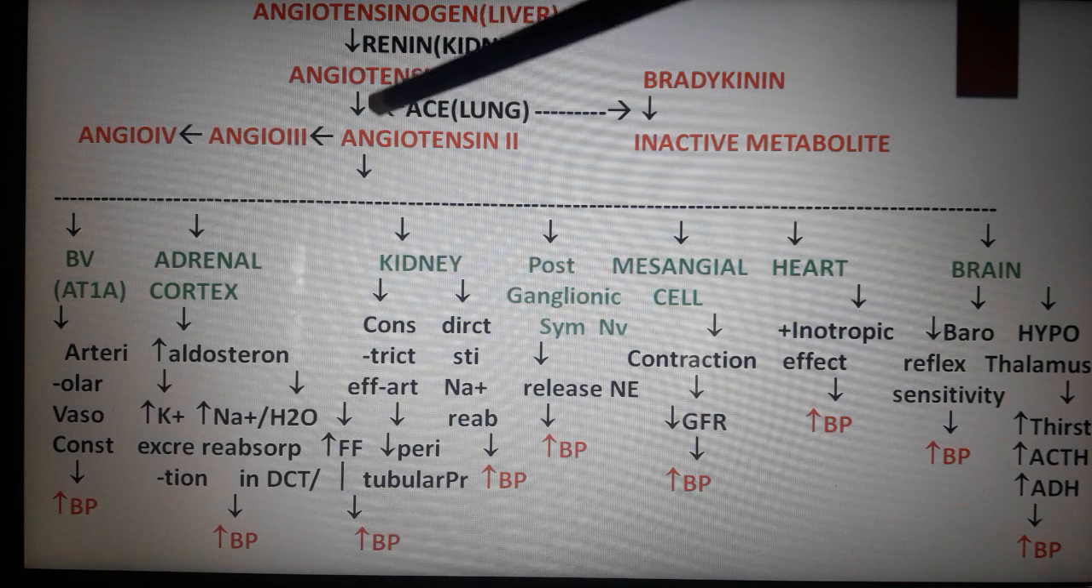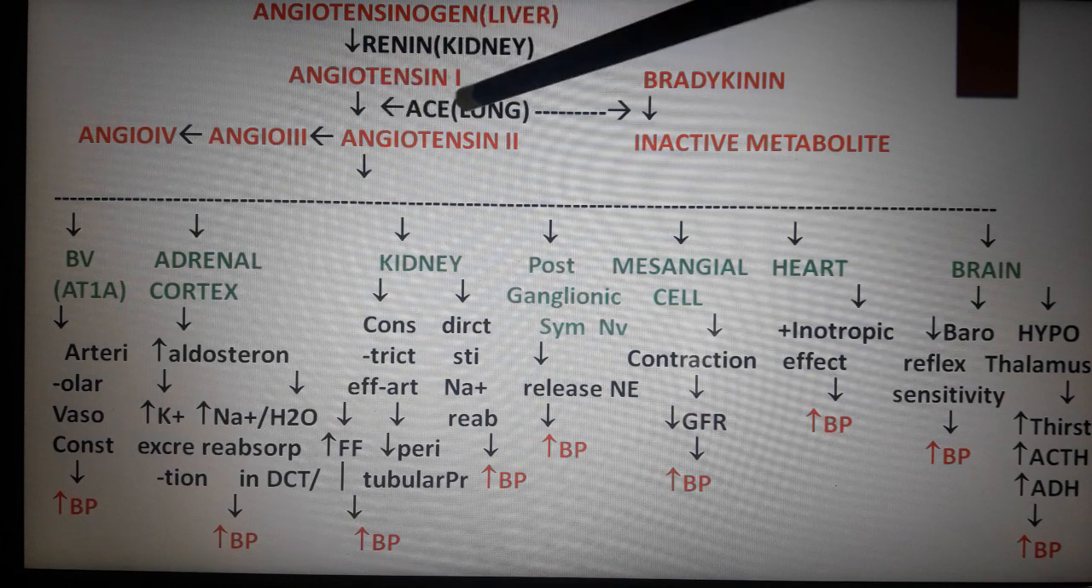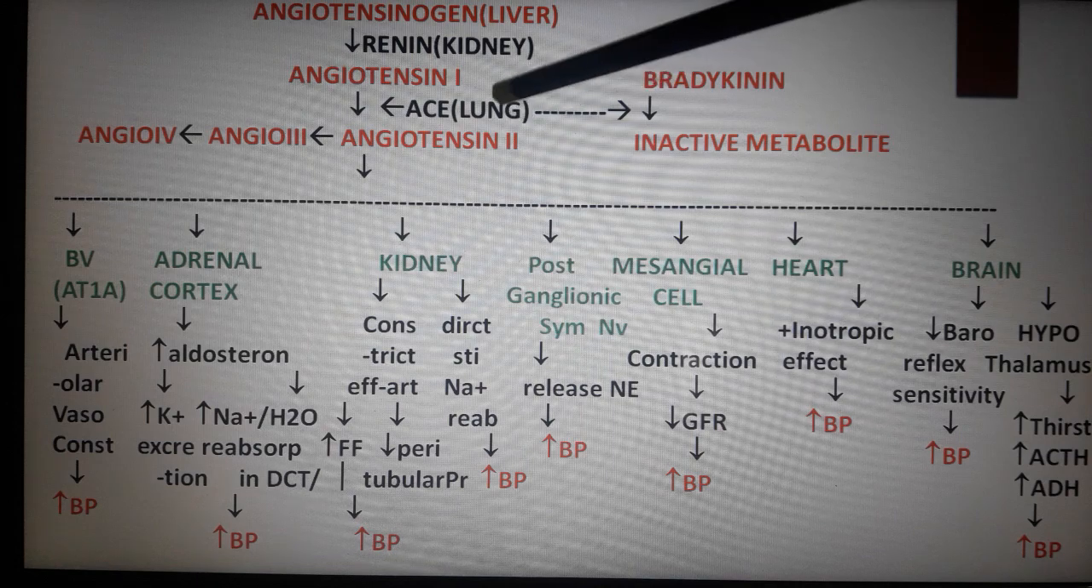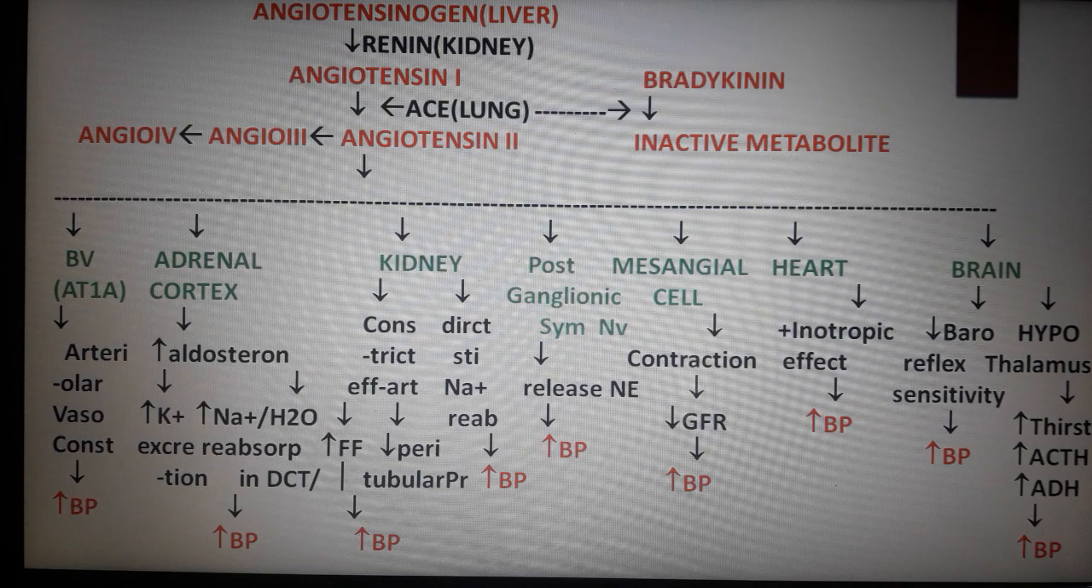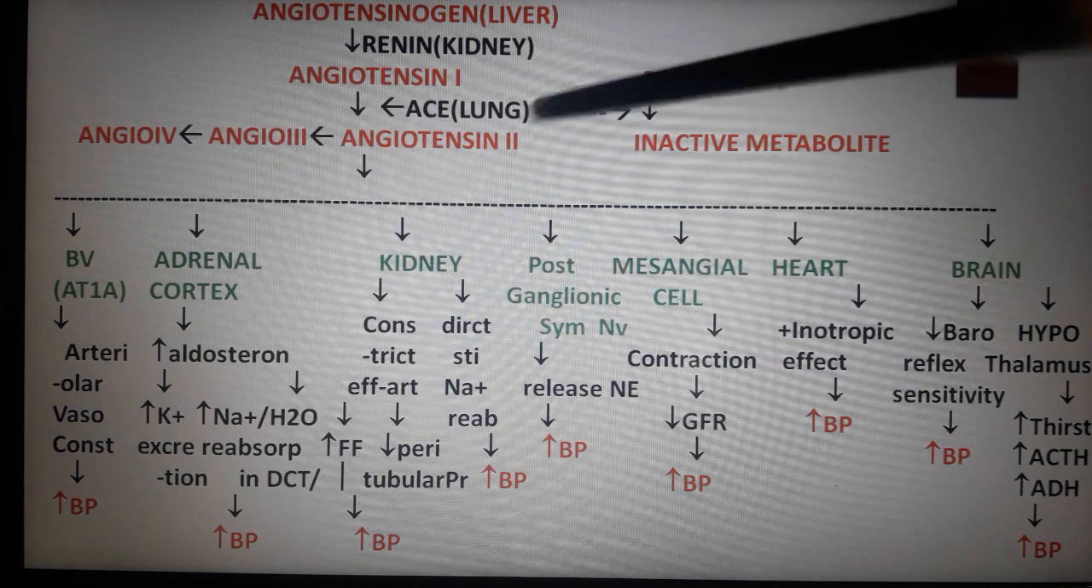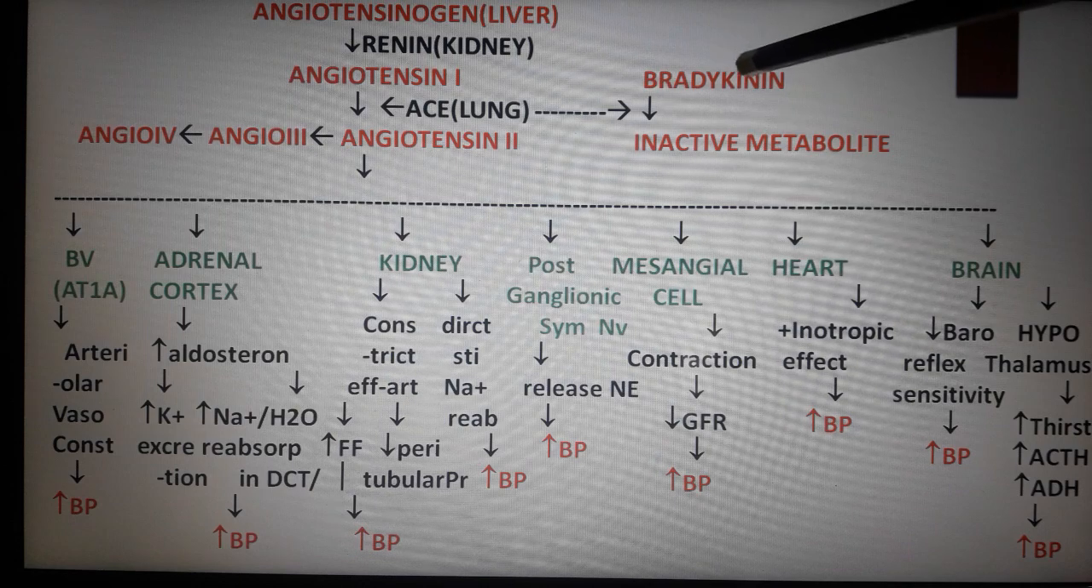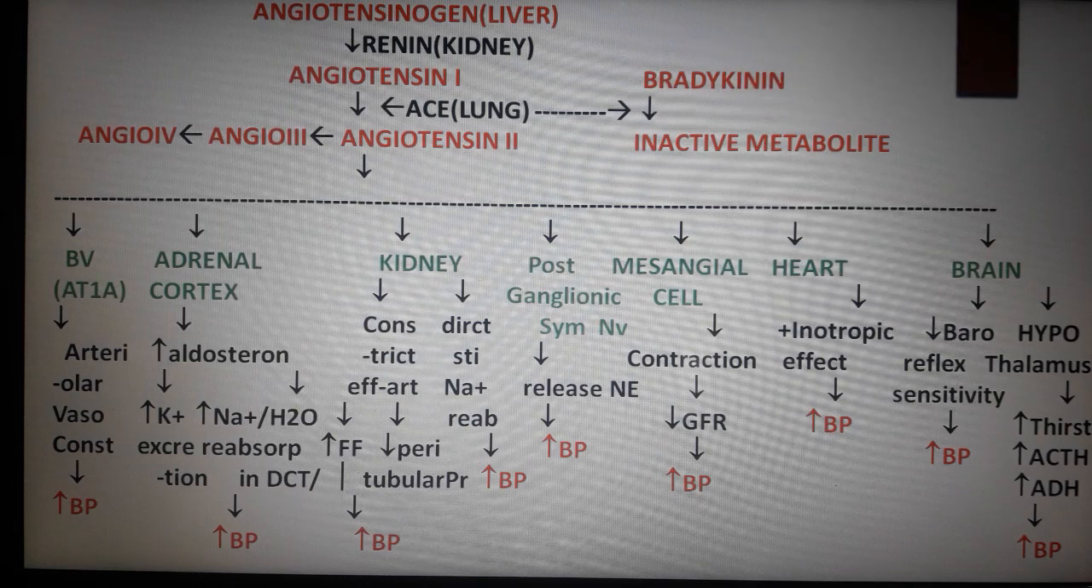Angiotensin 1 is then converted by the ACE, angiotensin converting enzyme, which is mostly produced in the lung endothelium, and conversion to angiotensin 2 occurs. Angiotensin 2 then breaks down by different aminopeptidases to angiotensin 3 and angiotensin 4. These angiotensin 3 and 4 also have some action like angiotensin 2, and angiotensin converting enzyme also acts on the bradykinin and forms an inactive metabolite.